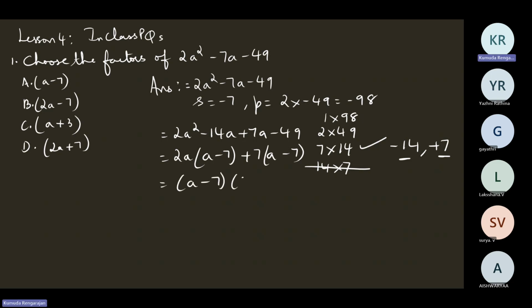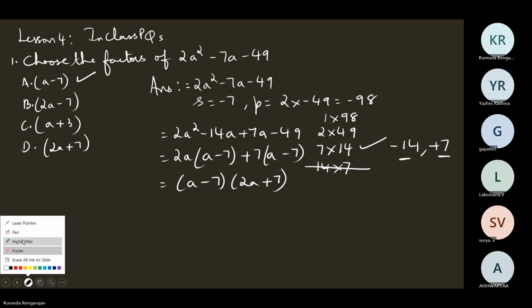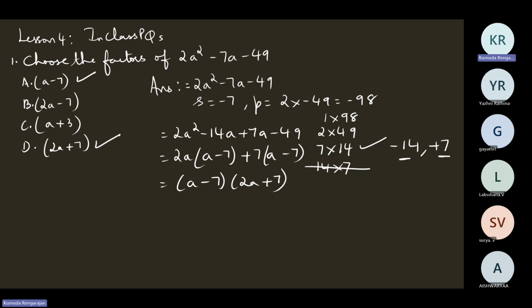A minus 7, 2a plus 7. So a minus 7 and 2a minus 7. Oh, sorry, 2a plus 7, I'm sorry. Yeah. The question is choose the factors. So these are the two factors of the given expression.